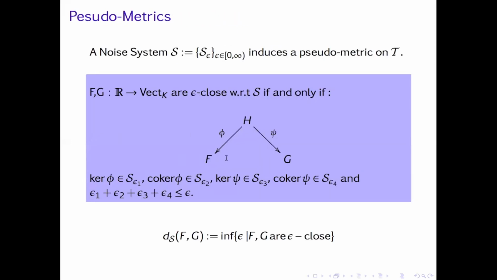Now, noise systems can be used to define distances between persistence modules. The way this can be done is as follows. We have F and G and a noise system, and we say that F and G are epsilon-close if there exists another persistence module H with maps to F and G, such that the kernel and cokernel of these maps are noises whose values sum up to epsilon. One can prove that under the axioms of noise systems, this actually defines a pseudometric on tame persistence modules. If we take the infimum epsilon such that F and G are epsilon-close, this is a pseudometric. And this can be proved just with the axioms of noise systems.